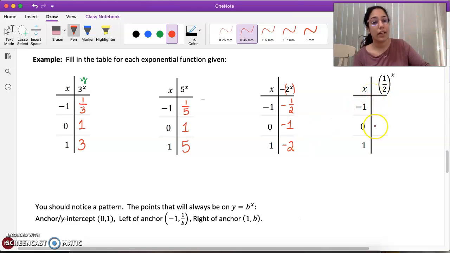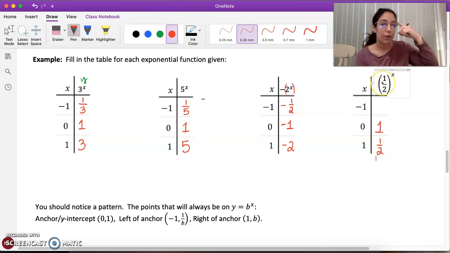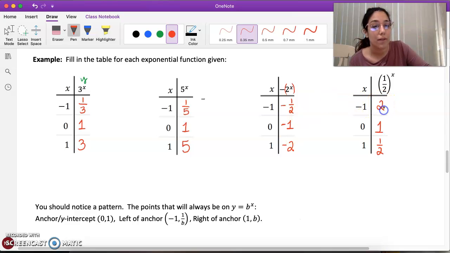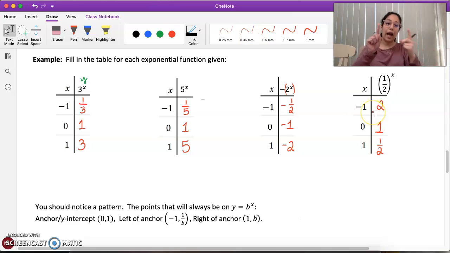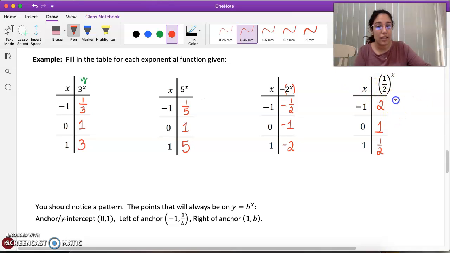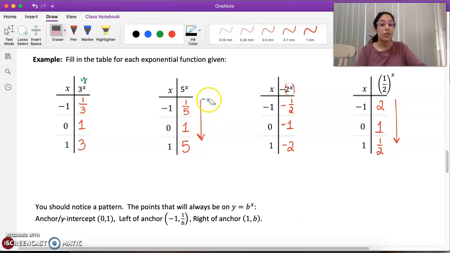1/2 to the 0 power is 1, still 1. 1/2 to the first power is still itself, so it's 1/2. But what about 1/2 to the negative first power? Remember, anything to the negative 1 power is its reciprocal. What is the reciprocal of 1 over 2? It is just 2 over 1, which is 2. So you notice that it kind of looks the opposite of what y equals 2 to the x would look like, which is exactly what would happen, right? This is decreasing as x increases. This is increasing as x increases. So imagine what's happening.